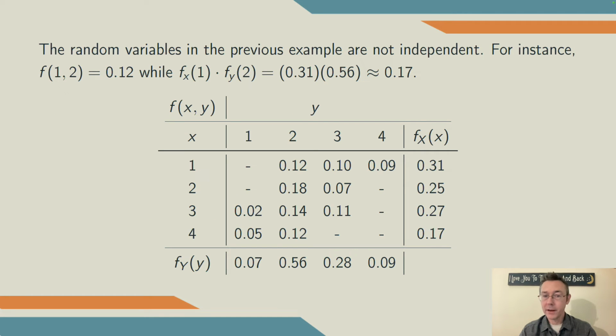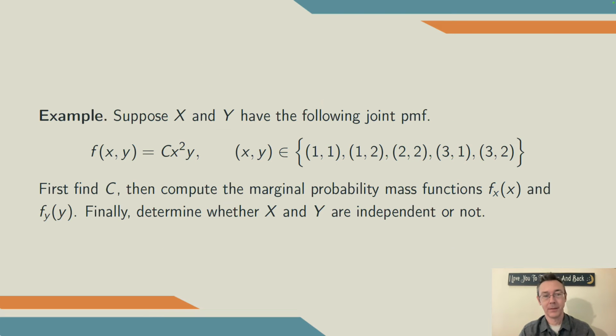For instance, the random variables in this example that we've been working with throughout this video are not independent. And you can see that, for instance, by looking at the values x equals 1, y equals 2. f of 1 comma 2 is 0.12, while f sub x of 1 times f sub y of 2 is 0.17. And so obviously 0.12 is not equal to 0.17.